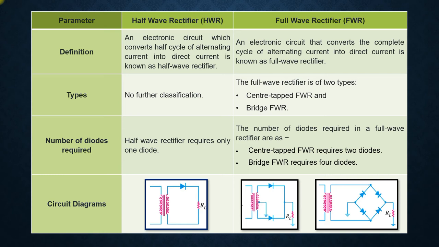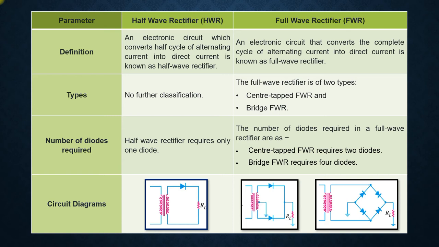Coming to the types, half wave rectifier has no further classification. It has only one type, that is half wave rectifier. Coming to full wave rectifier, there are two types. One is center tapped full wave rectifier, and the second one is full bridge rectifier, the bridge full wave rectifier. So these two types are there.